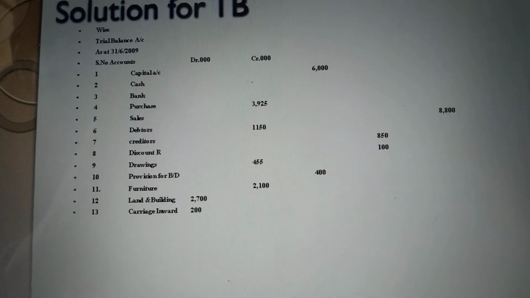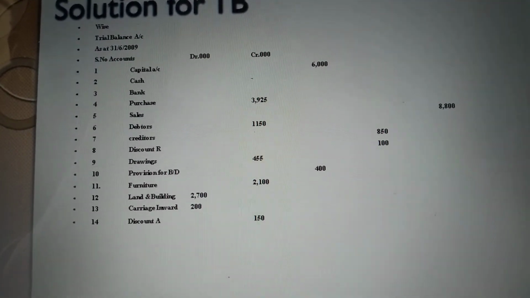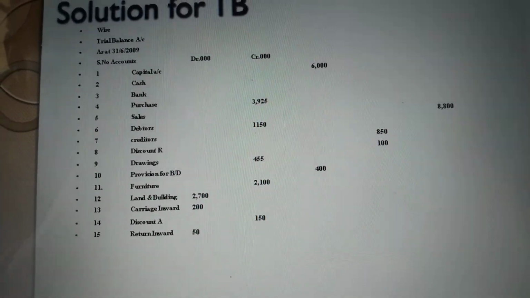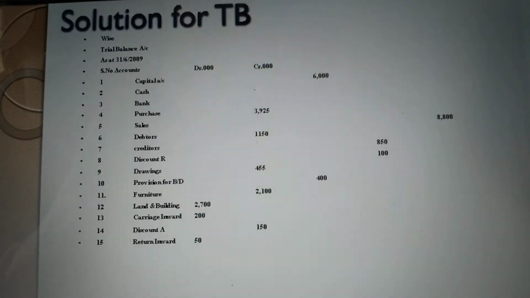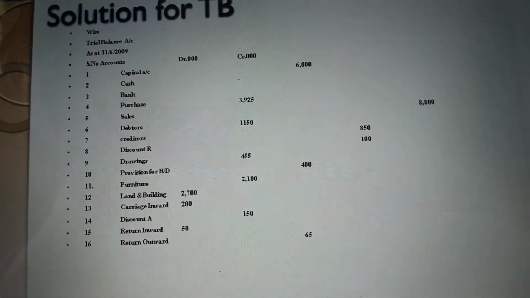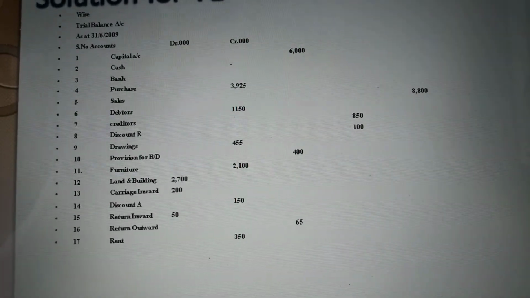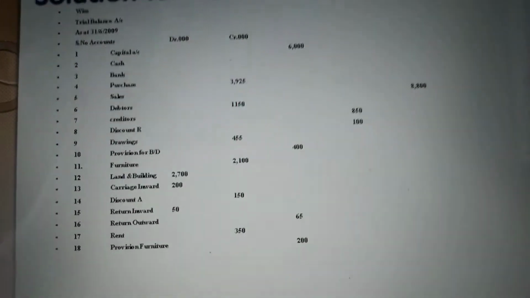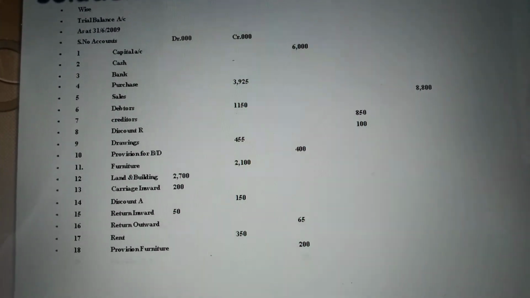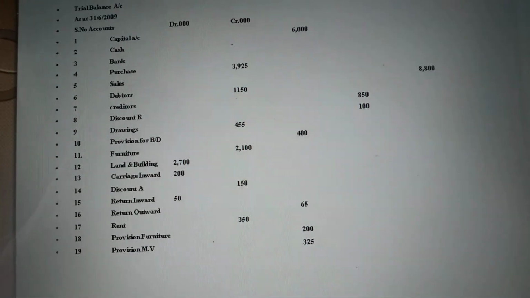Carriage inwards, we debit. Discount allowed expense, we debit. Return inwards, we debit. Return outwards, we credit. Rent, that's an expense, we debit. Provision for furniture, we credit, it's a liability. Provision for motor vehicle, we credit, it's a liability.